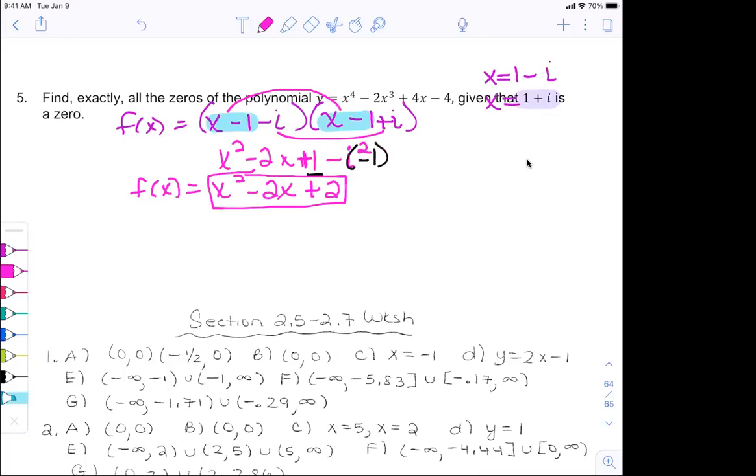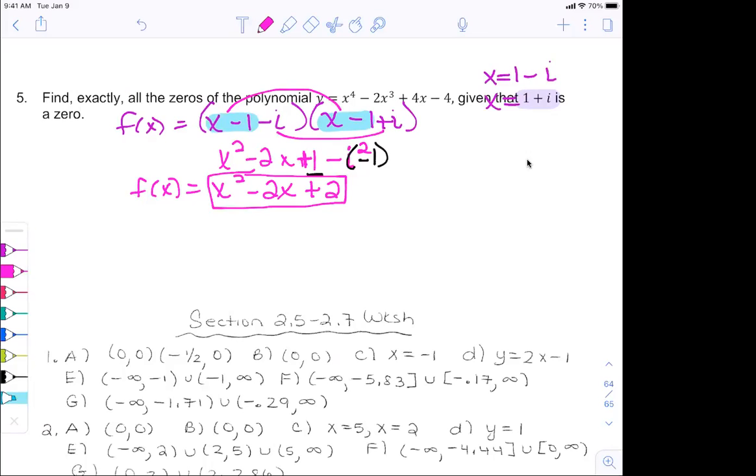Okay, so now that I have this equation, what do we do with this equation so that we can find real zeros, because we have two imaginary zeros. We need two other zeros, and they're probably going to be real zeros. But how do we use this equation to find those two real zeros? Would you have to do long division?